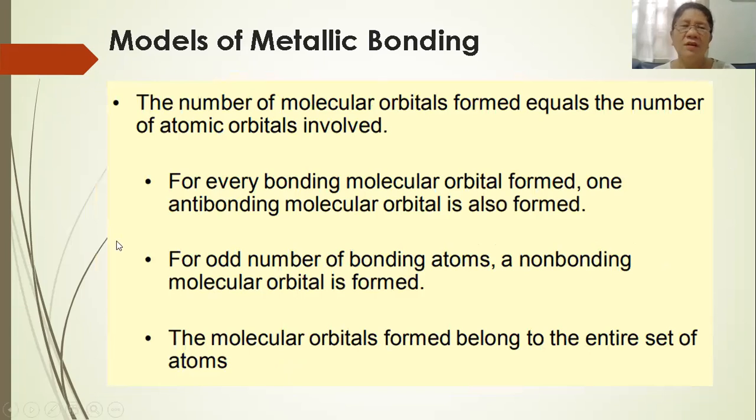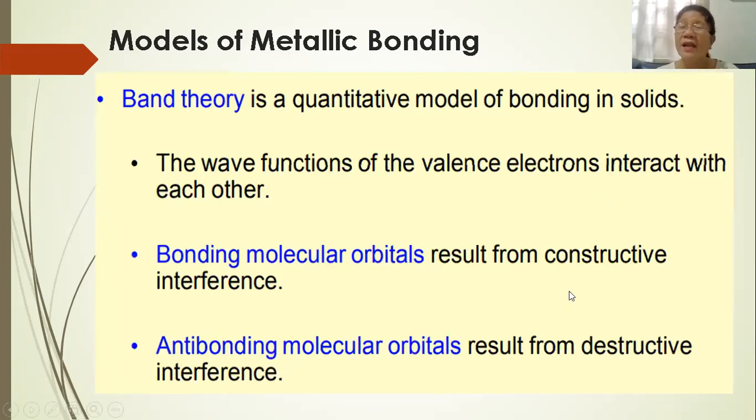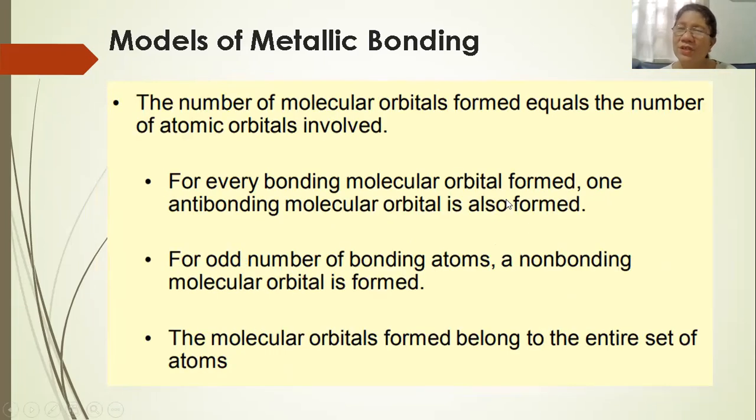Many more. So the number of molecular orbitals formed is equal to the number of atomic orbitals involved. So in every bonding molecular orbital formed, there is one bonding molecular orbital that is formed. What is a bonding molecular orbital? Constructive interference is the result. If there is constructive interference, there is always a counterpart.